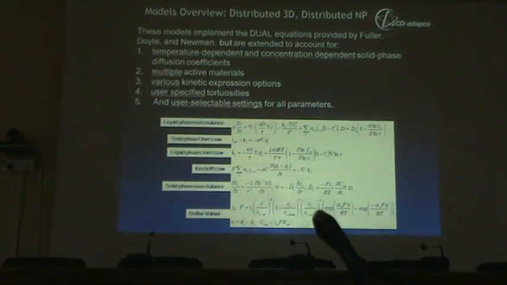So for the models, these are the different equations it will solve for. Probably you are a better judge of what the equations are, as I do not primarily work with these. You can have temperature-dependent and concentration-dependent solid phase diffusion coefficients, which you can provide into the software. The kinetic expressions are Butler-Volmer and Tafel. Tortuosities can be specified, which is generally not very readily available in many other codes. So that is something which we think is important.